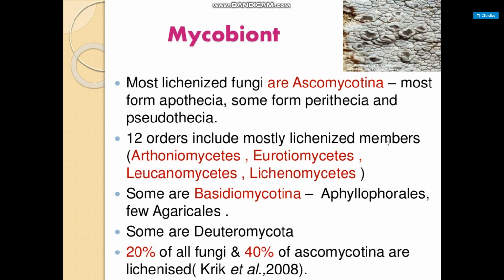Mycobionts. Most lichenized fungi are Ascomycotina. Most form apothecia and some form perithecia and pseudothecia. 12 orders include mostly lichenized members like Orthomycetes, Urotinomycetes, Leuconomycetes, Lichenomycetes. Some are Basidiomycotina, Phylophorales, few Agaricales. Some are Deuteromycotina. So 20% of all fungi and 40% of Ascomycotina are lichenized.